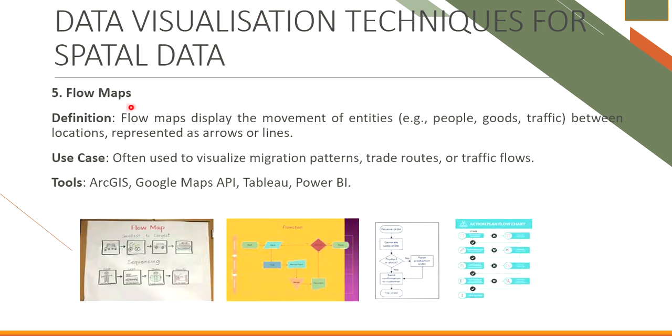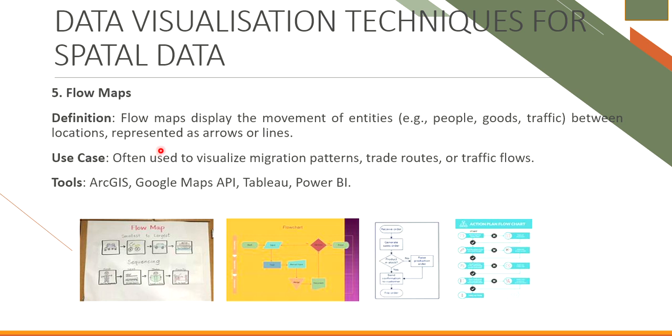So next, the fifth one is a flow map. Flow maps are nothing but a way to display any movements of entities. For example, if you have ordered something and you want to track your order, you will be looking at that. Or if you want to travel from one place to another, then we will be using Google Maps, right? In Google Maps, as we move from one region to another, the map keeps on updating, and it will show the directions, routes, all those things.